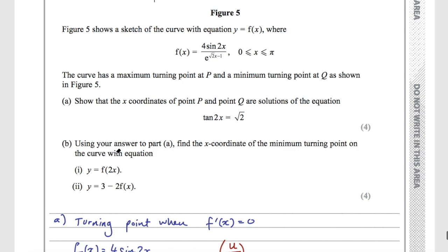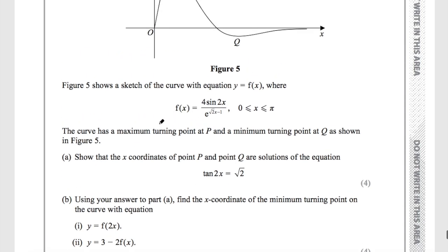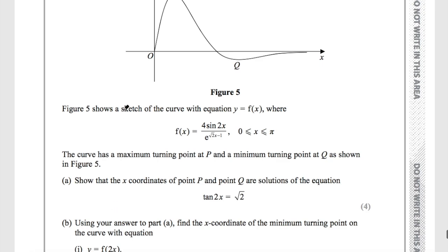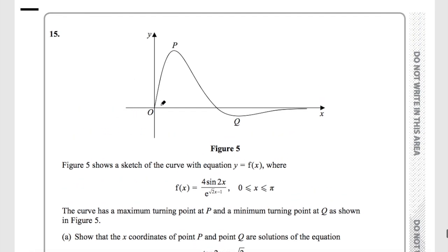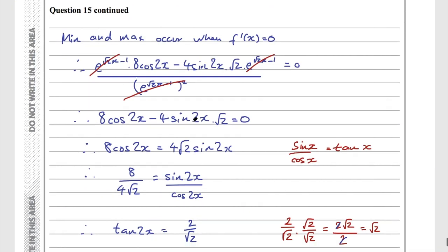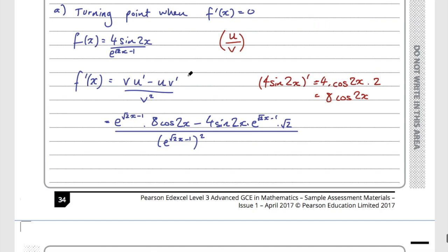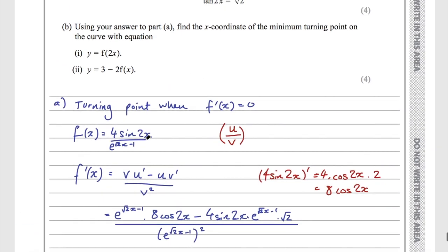So you need to think, what effect would that have on this function if we multiply this input by 2? Well, changing this input by doubling it would probably affect the period, so this turning point would end up being out here somewhere. But that's not really what we want to worry about. We want to worry about how changing this input would affect f dash of x. So how would it change this answer down here, this tangent of 2x equal to root 2? And if you want, you can substitute, instead of x here, substitute 2x in. So you'd have f of x equal to 4 sine of 4x divided by e root 2x minus 1.